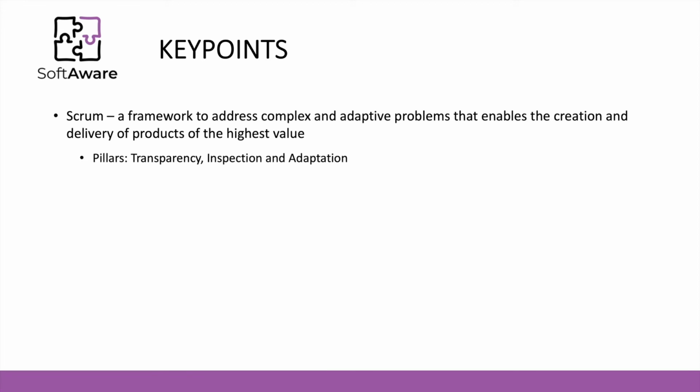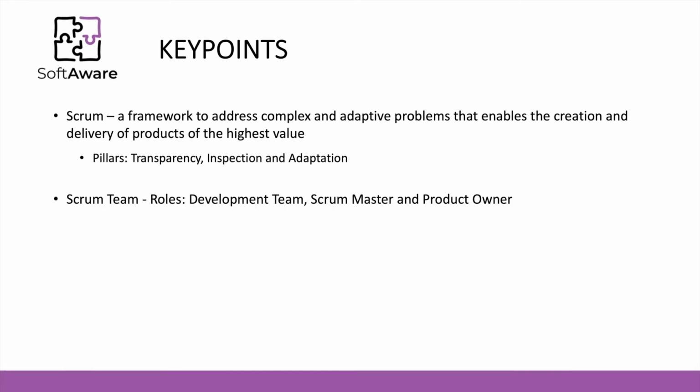There are 3 pillars that are fundamental to promote the Scrum framework: transparency, inspection, and adaptation. The idea is that all the events and all the artifacts inside of the Scrum framework promote these 3 pillars: transparency, inspection, and adaptation. Inside of the Scrum team, there are 3 distinct roles: development team, Scrum Master, and product owner.